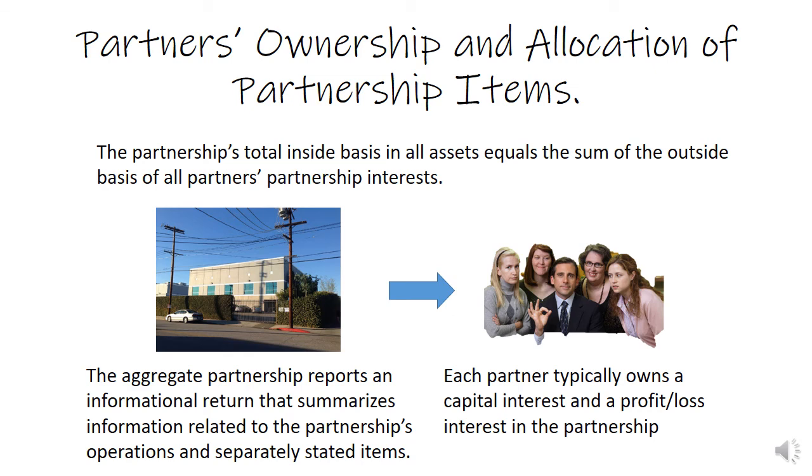In turn, each partner typically owns a capital interest and a profit and loss interest in the partnership. The capital interest is measured by the partner's capital sharing ratio, so how much they kick into the business, whereas the profit and loss interest is what percentage of the profits that individual partners will get. Now, this can be equal to each other, the capital interest and the profit and loss sharing, but they can also be disequal to each other. Is that a real word? Disequal? It works.